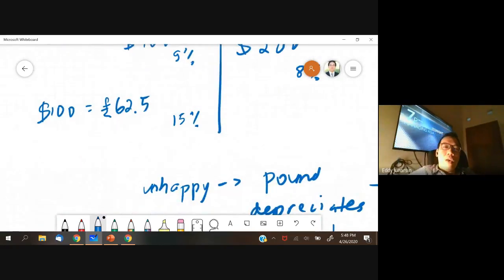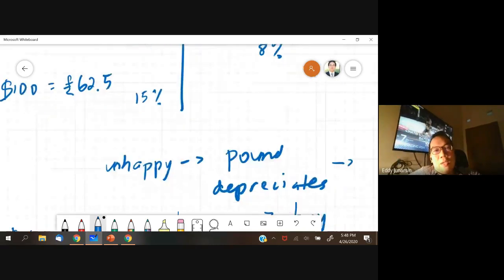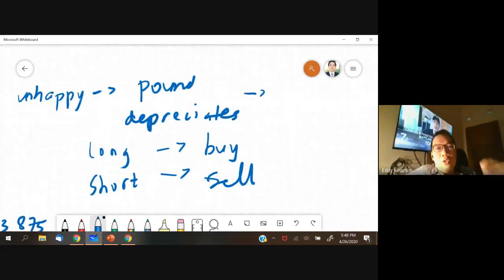What is it? What are you afraid of? You are afraid of what? Depreciating pound, right? Because you have your asset or part of your assets in UK pound, right? That is 62.5 million pounds. You are afraid that pound would depreciate, right? So what position should you take? You are afraid of decreasing value of pound. So what position? Absolutely what? Short pound, right?